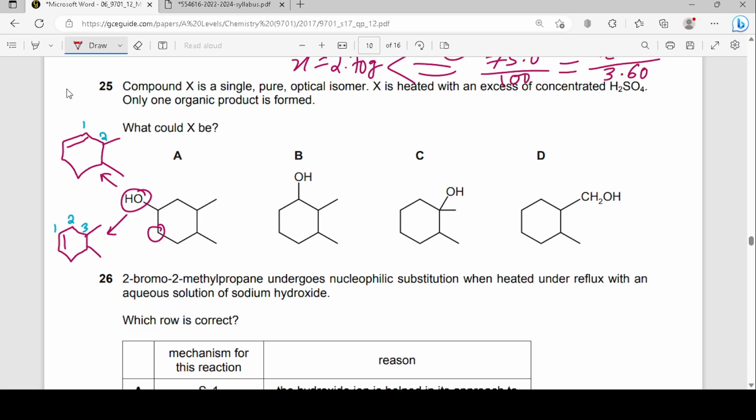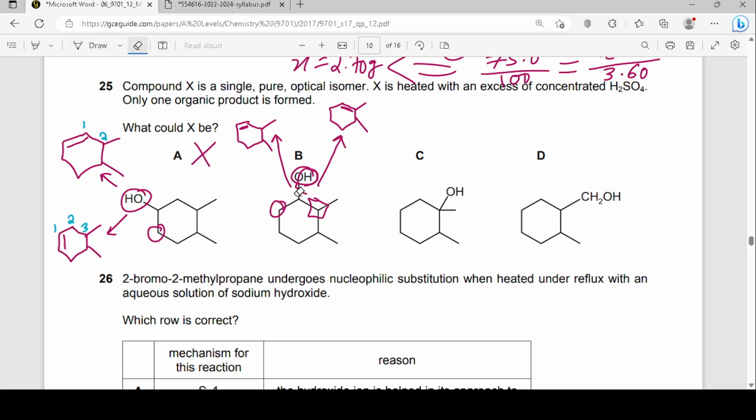So that means that because the question says that for X only one organic product is formed, that means A is wrong because I got two different ones, right? And now if you look at B, I could lose OH and I could lose the H from this carbon atom that's adjacent. And so I would get 1, 2, 3, 4, 5, 6, and this thing like this, and then I would get a double bond here. Or alternatively, I could have 1, 2, 3, 4, 5, 6, obviously, and I could lose this OH and the H from this carbon atom to the right. So then I would get a double bond here.